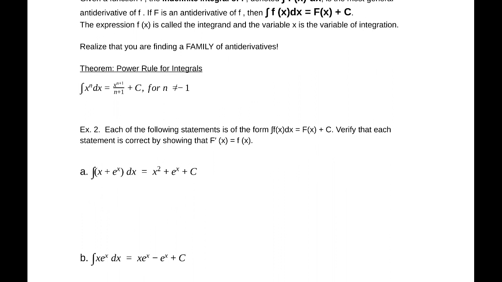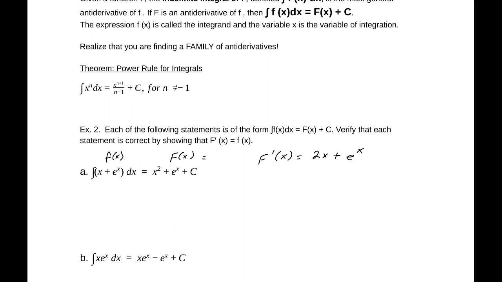But for each of these following statements, verify that the statement's correct. Okay, so here is our capital F of x. We need to verify that the derivative of capital F of x is, in fact, this f of x. All right, so F prime of x is 2x plus e to the x, and we'll take the derivative of that, so that constant is gone there. Okay, well, that is not correct. So this statement here is not correct.